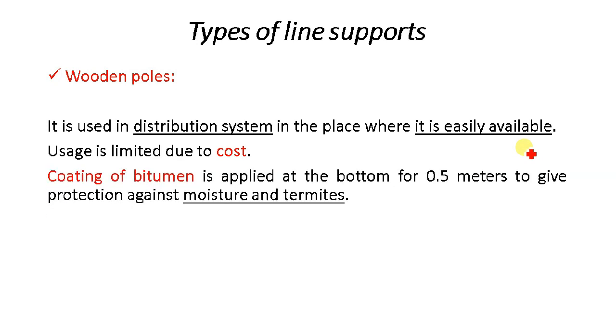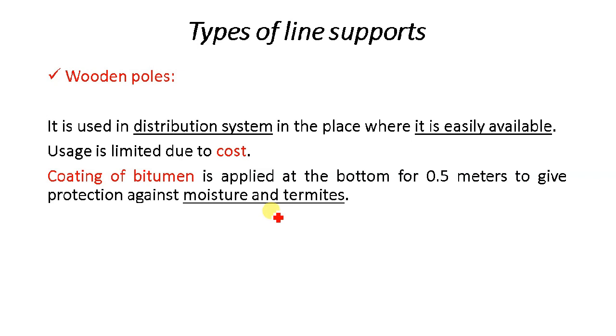Okay, and that is why instead of wooden poles we are generally using RCC poles in case of distribution system. Now one of the disadvantages of wooden poles is that a coating of bitumen is applied at the bottom. For what? To give protection against moisture as well as termites.